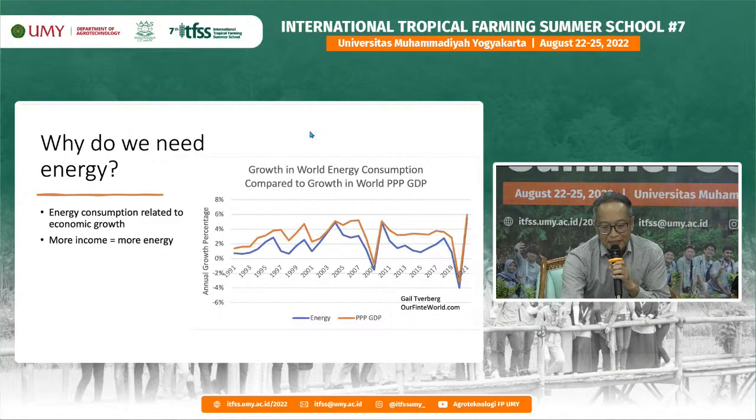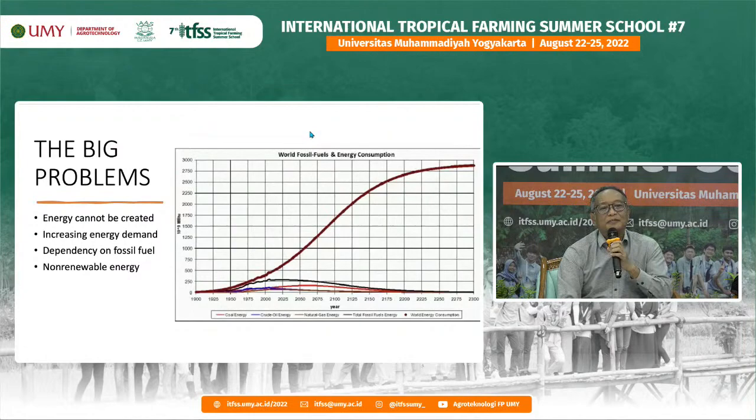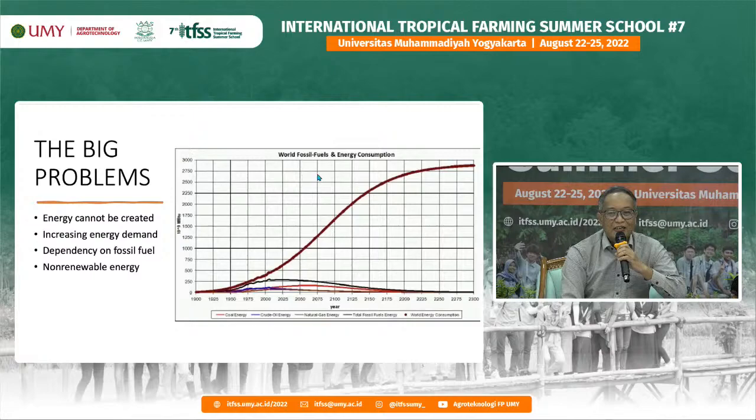Now we have a big problem. Energy cannot be created. It can only be transformed or converted into different types of energy. For example, the chemical energy from the food can be converted into heat, or into mechanical energy if we walk, we run, cycling, etc. But we cannot create energy. It's just transferred or transformed or converted.